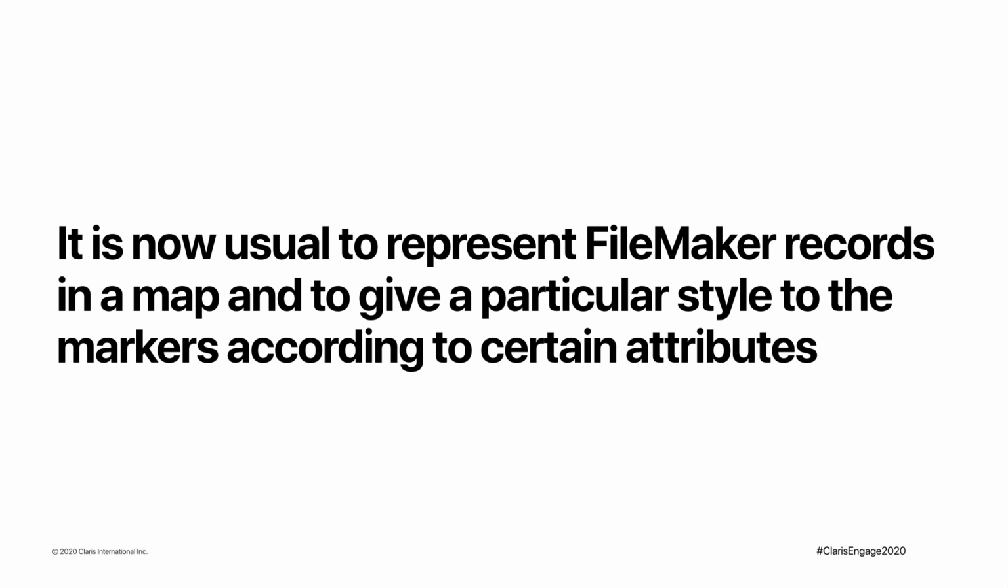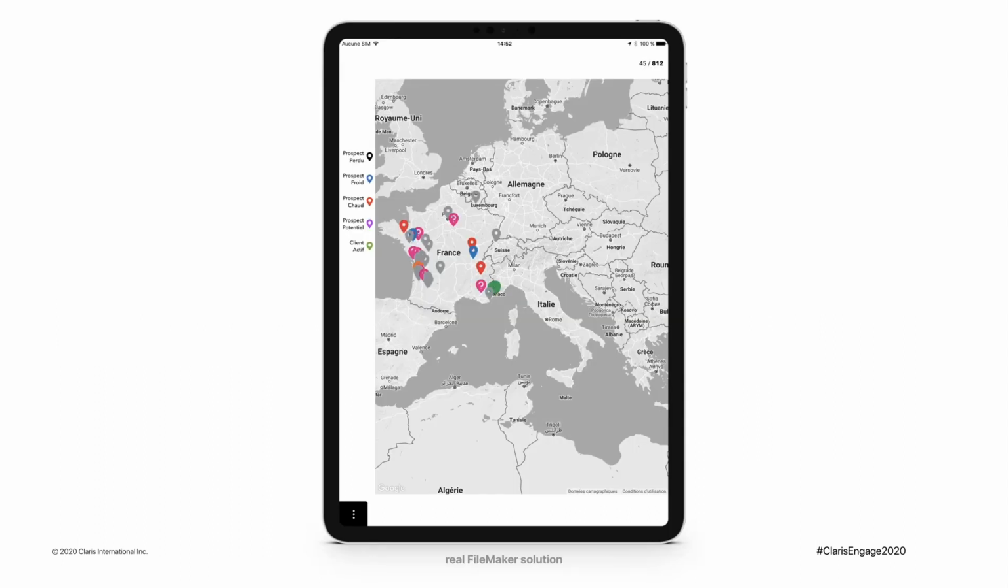Another way to use data visualization techniques when we talk about locations is to use custom markers according to specific data in your FileMaker solutions. This is a final example in this chapter. I present different categories of customers with a specific color of the markers. And these colors are based on the status or on some attributes of my FileMaker records.